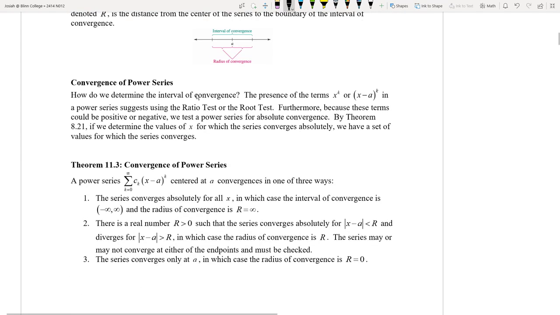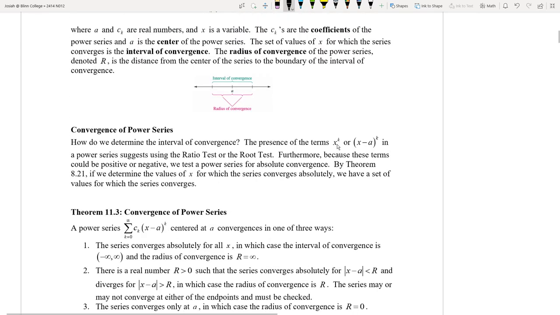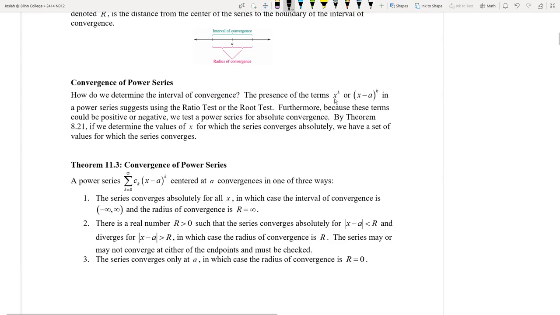How do we determine the interval? Well, if we have x to the k, where our center is 0, or (x minus a) to the k, where our center is a, we'll use pretty much the ratio or the root test. Those are our most typical uses. Occasionally, if we are lucky, we can get some sort of geometric series involved, but usually just these two. And it says, furthermore, because these terms could be positive or negative, we have to use absolute convergence. So we always start with testing for absolute convergence.